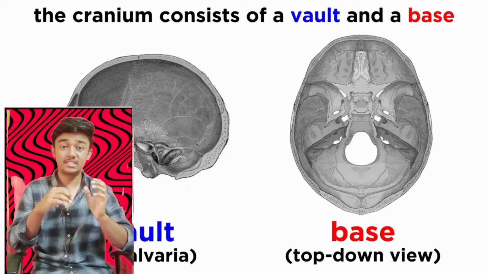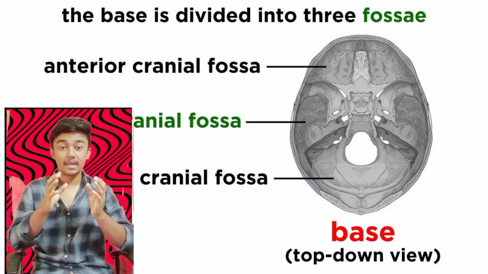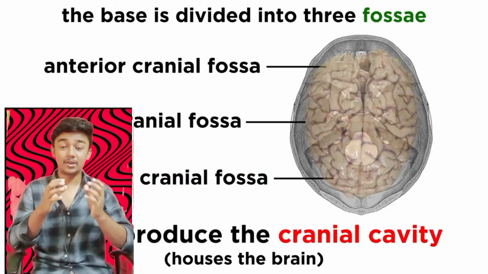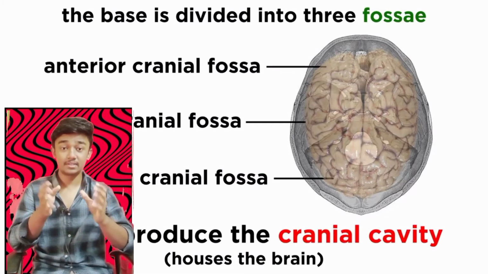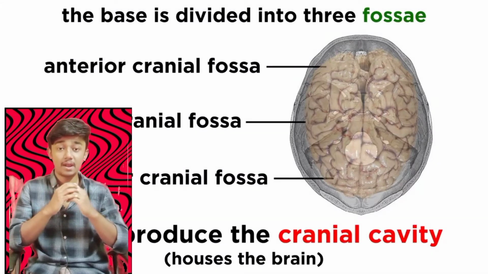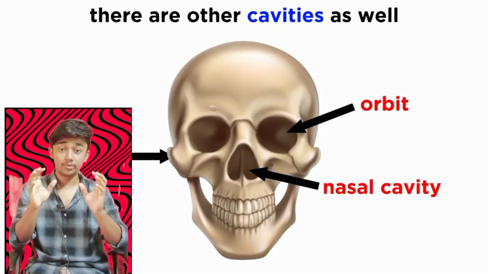The base is divided into three fossae: the anterior cranial fossa, the middle cranial fossa and the posterior cranial fossa, and these mainly contain the cranial cavity, which houses the brain. There are other cavities also: the ear cavity, the nasal cavity and the orbit cavity, which houses the eyes.